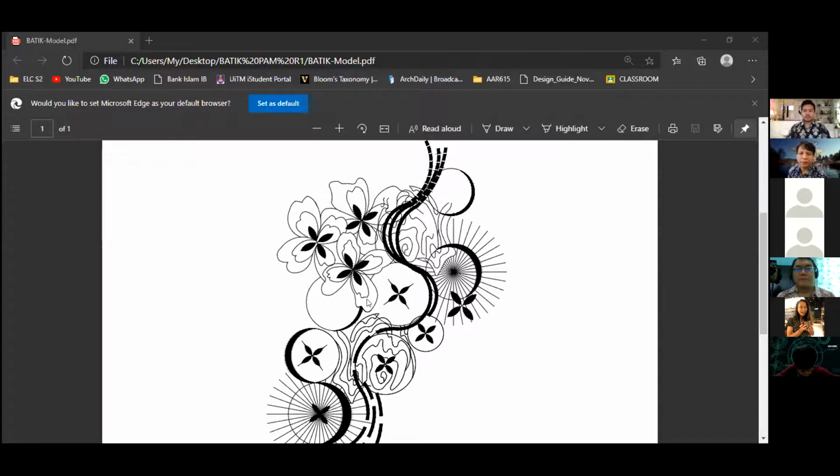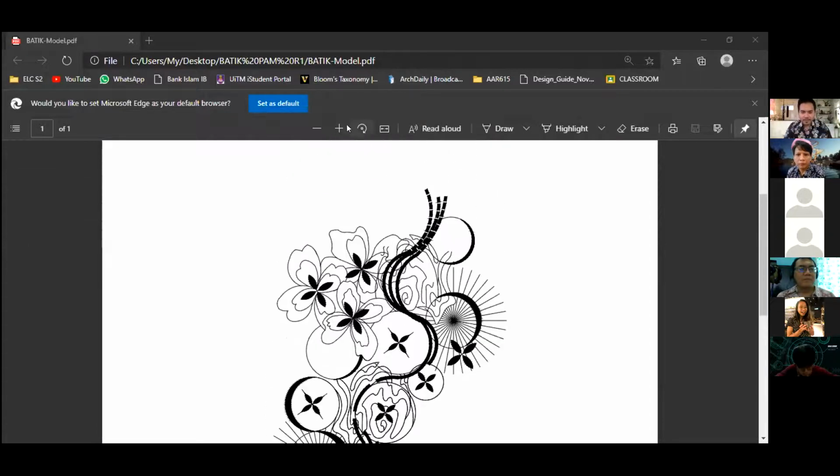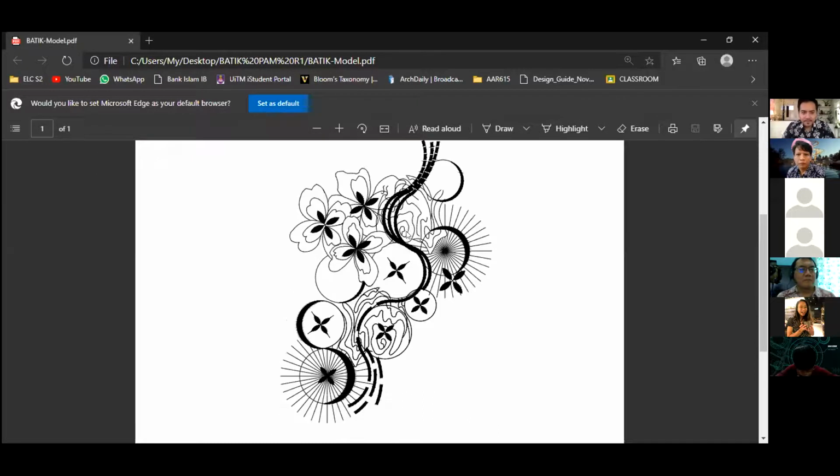Okay, Cik Nik, any comment? Maybe you can scroll up a bit so that I can see the full. Oh, maybe zoom out a bit. Yeah. Okay. I have no problem with this motif. It's just that there might be some elements that are a bit too crowded at some parts. And maybe there's something like the lines that you might need to loosen, instead of 30 lines, you can make it into 15 only, and the rest are okay.